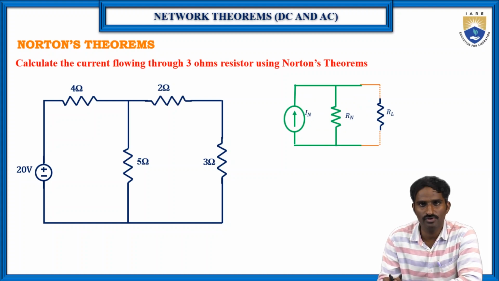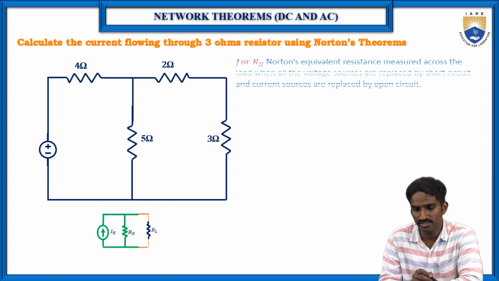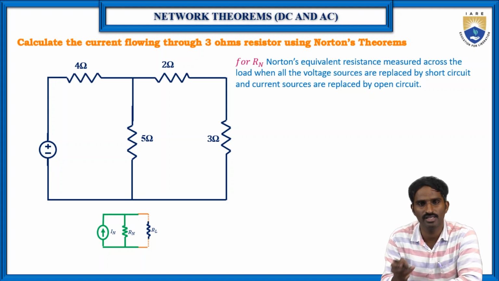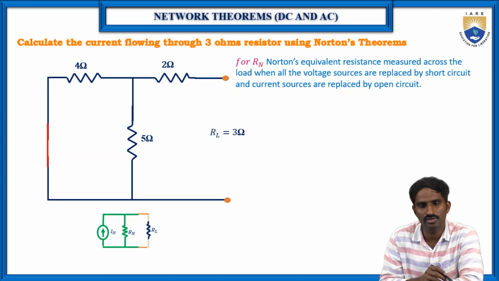So first, let us find the Norton's resistance, and after that we will go for the Norton's current. As I told you, the procedure to find the Norton's resistance is the same as the procedure to find the Thevenin's resistance, right? So in the Norton's resistance also, we need to find it across the load terminals, which are here. And how to find?